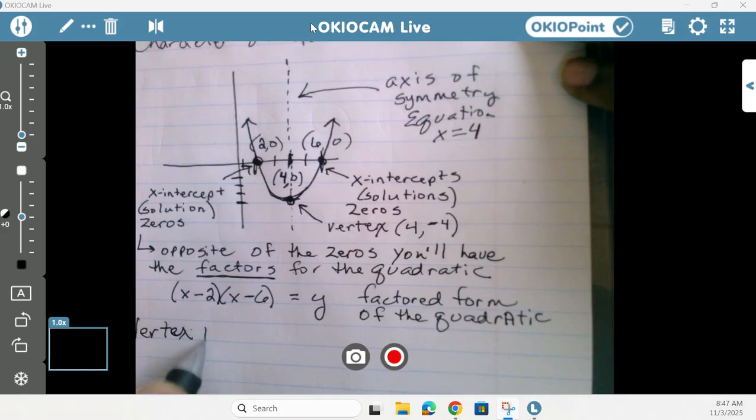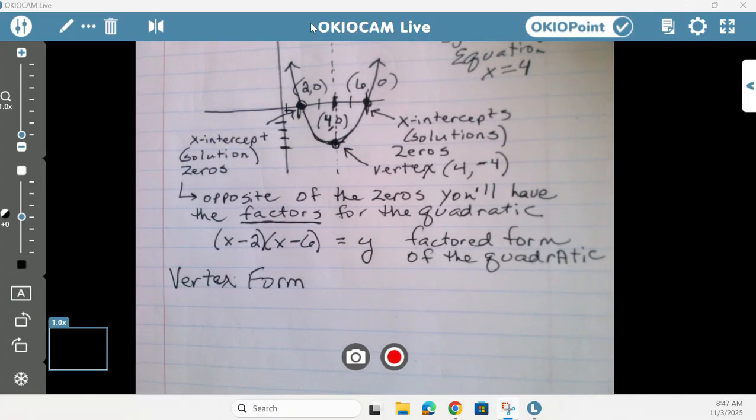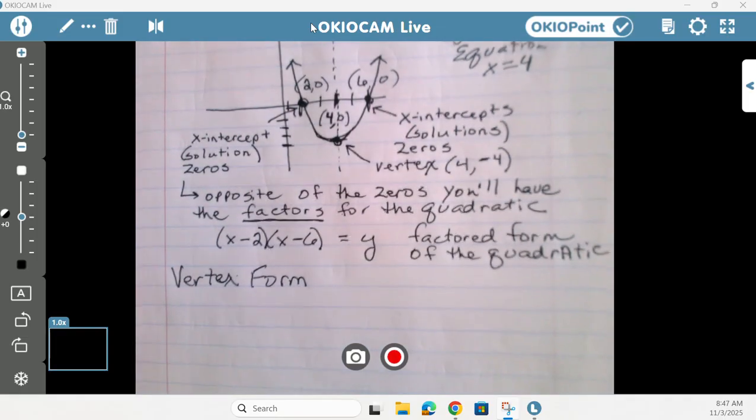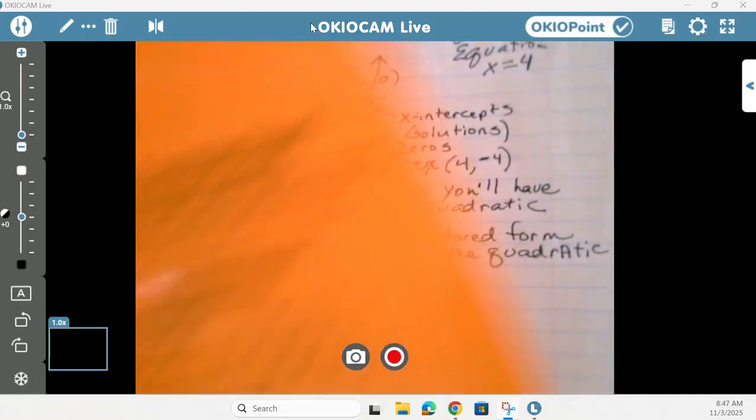The vertex form for a quadratic is on our formula sheet. And it is written as y equals parentheses. Don't have me start guessing. Let me get the formula sheet and see what this thing says. Y equals, our a is going to be 1. Take a look at this real quick.